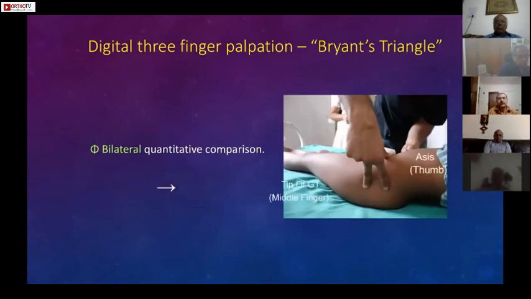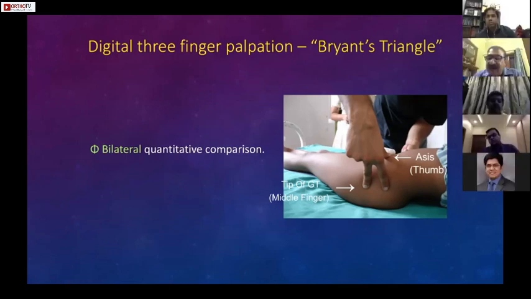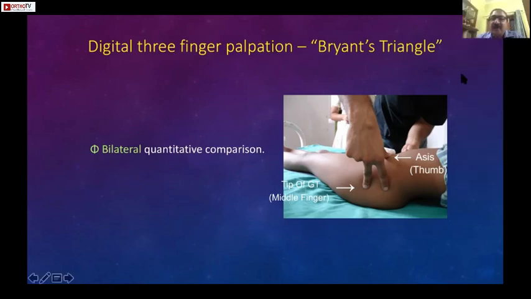Now there is something called digital three-finger palpation. Though Bryant didn't describe it, sometimes it is known as a digital Bryant triangle. With the help of three fingers, with the thumb on the anterior superior iliac spine, the index finger on the tip of the trochanter, and the middle finger at the perpendicular going from the anterior superior iliac spine to the floor. This is how the triangle is made, and one is supposed to make triangles on both sides to compare. One can make out on palpation whether the trochanter has ridden up or not.